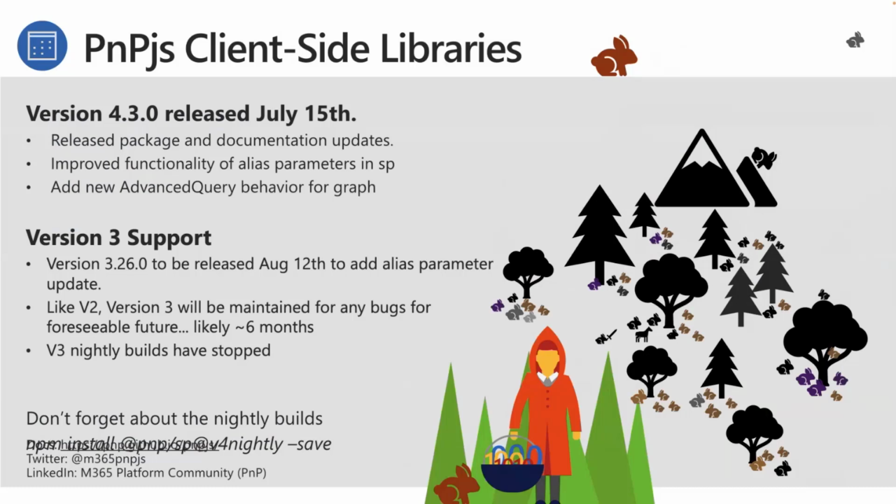PnP.js update was on July 15th, 4.3.0. There were a couple of updates. We do the package updates and the documentation updates every single time. But in addition to that, we had a community member submit some improved functionality for the alias parameters. So if you use alias parameters in the SharePoint REST calls, that has been updated a little bit to add more functionality.